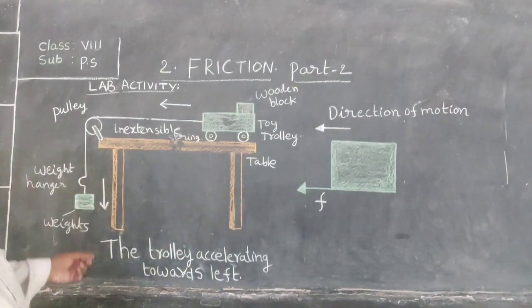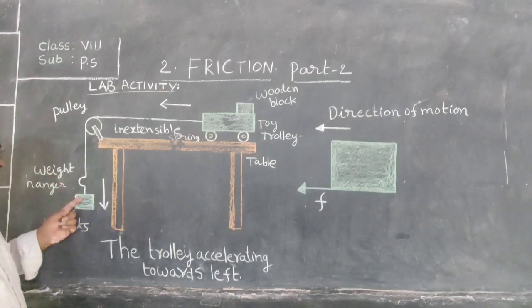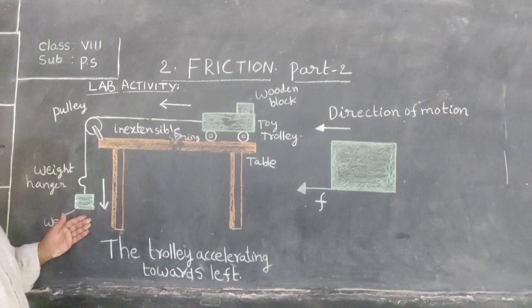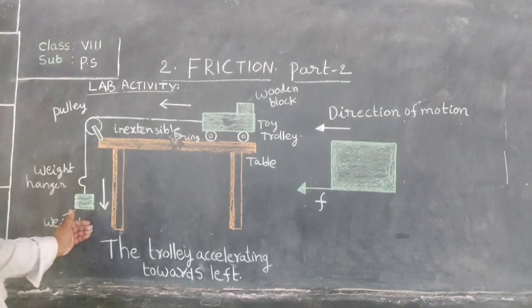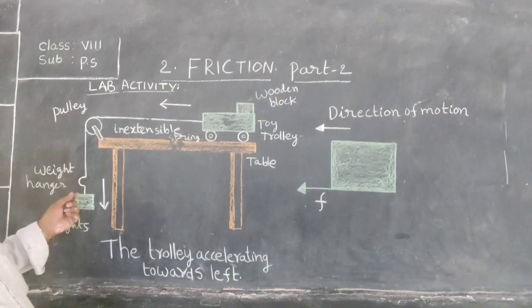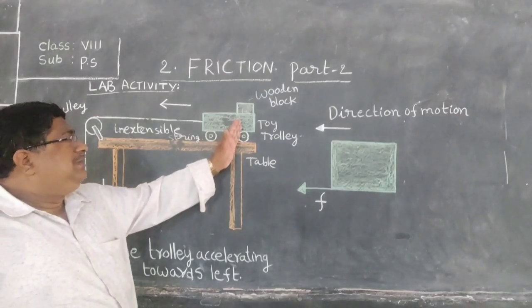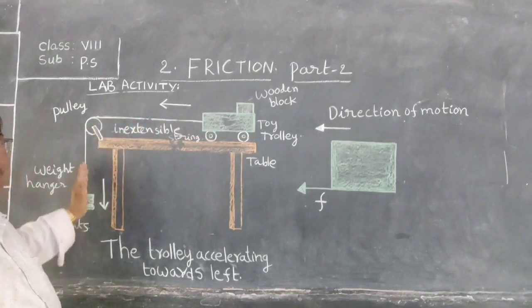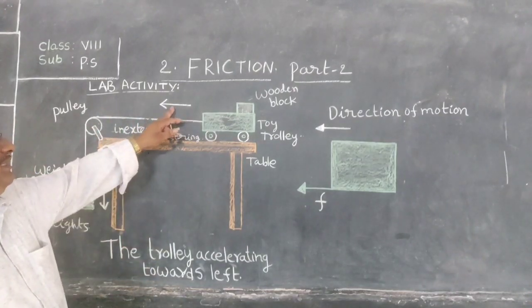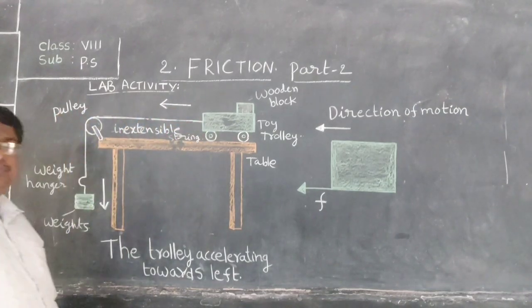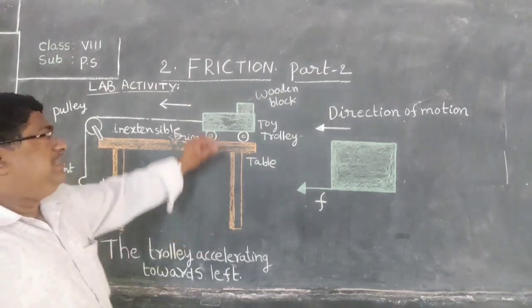Now to this weight hanger we can connect the weights. First we connect only one weight, afterwards we can connect more weights. Now whenever we connect one weight to the weight hanger, what happens? The toy trolley moves towards the left side with an acceleration. This is the direction of motion of the trolley. It moves to the left side.